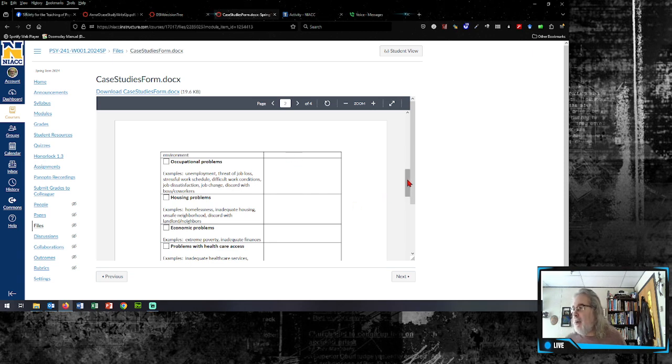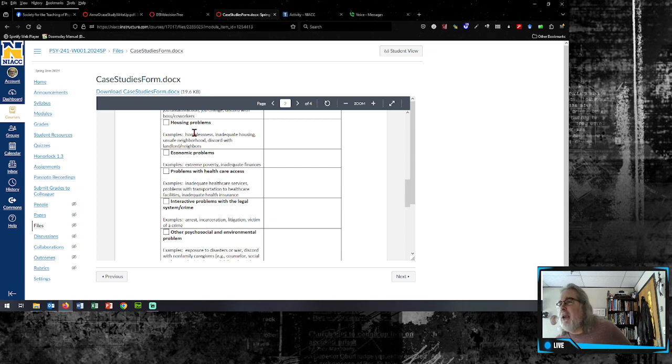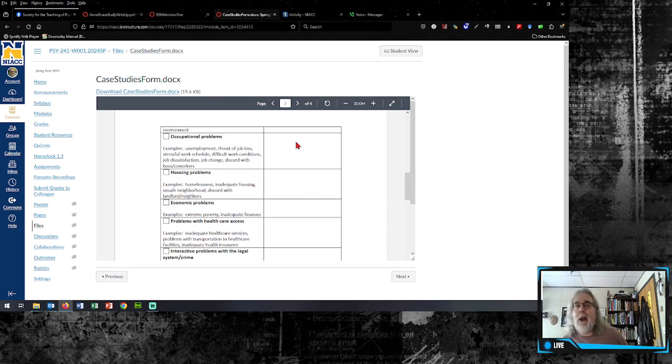Now, housing problems is one sometimes people kind of misunderstand. What we're looking at is, do they have housing? So do they have a place to live, and is it adequate? So as you notice, maybe they're homeless, maybe they live in a neighborhood that's not safe. That would be a housing problem. And so we list these things because that might help explain why the person has the disorder they do.